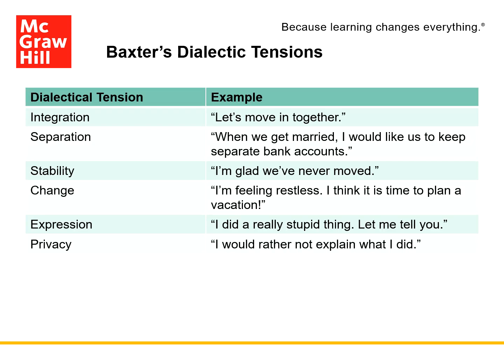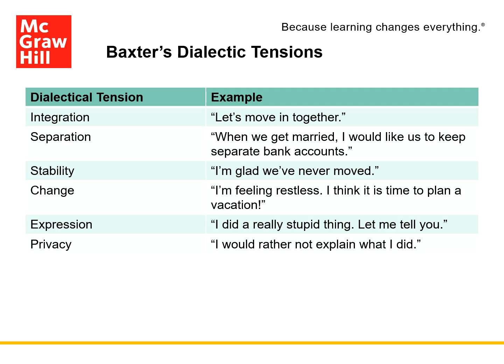And so we have something called Baxter's dialectic tensions. Let's take a scenario where you've decided to move in with your significant other. Or let's say that when you get married, you'd like to keep separate bank accounts, and that's called separation. And then there's stability. I'm glad we've never moved, right?